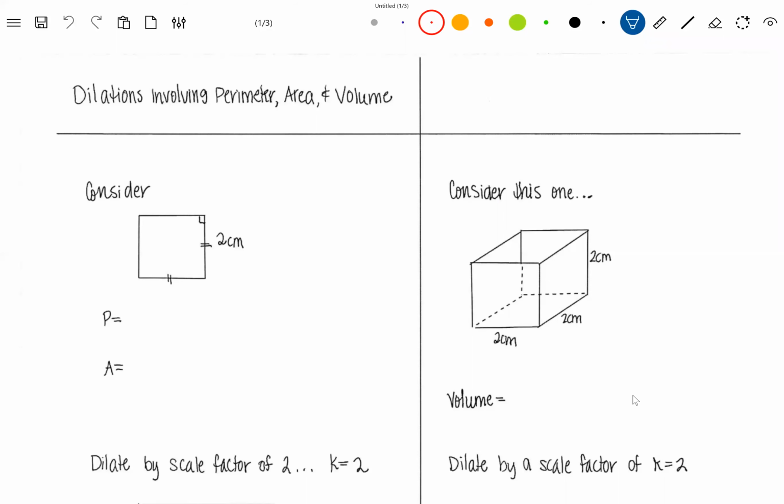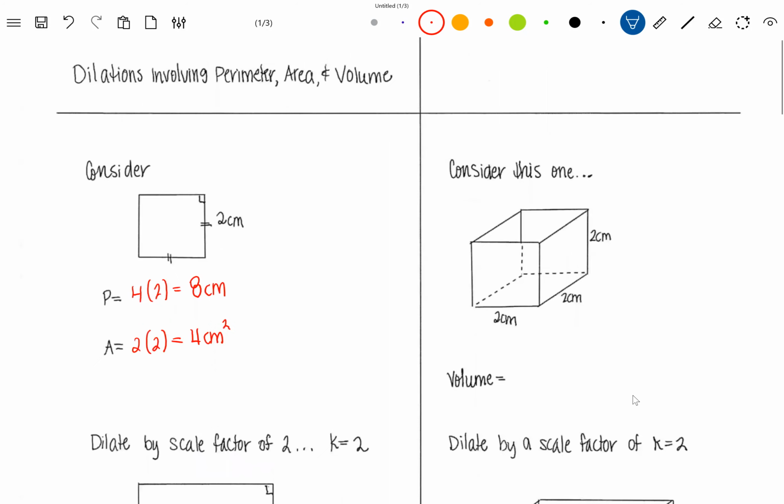Okay, so consider this square has 2 centimeter sides. Remember that to find the perimeter, you add up all the sides, but if it's a square, you can just take the sides and multiply by 4 because they're all the same. So this perimeter is 8 centimeters. The area, remember, is length times width, so the area is 4 centimeters squared.